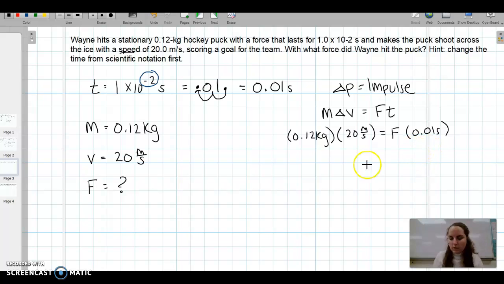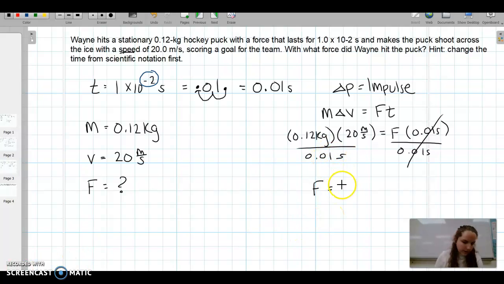All right, so what do we need to do in order to solve for this force? We just got to divide out 0.01 seconds on either side. Okay, so that cancels out over here, and we're left with force is equal to 0.12 times 20 divided by 0.01 seconds. All right, and we should get a force of 240 newtons. All right, so that is the force that is being applied when Wayne hits the puck.